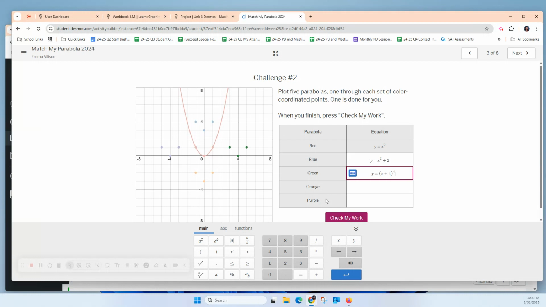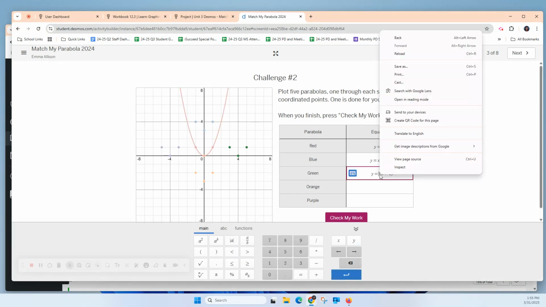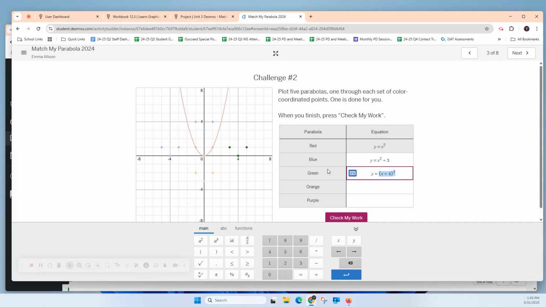So then I'm just going to check my work. Oh, and I wrote this in the wrong box, but that's okay. Anyway, here, we'll move it. y equals x plus 4 squared. Oops.